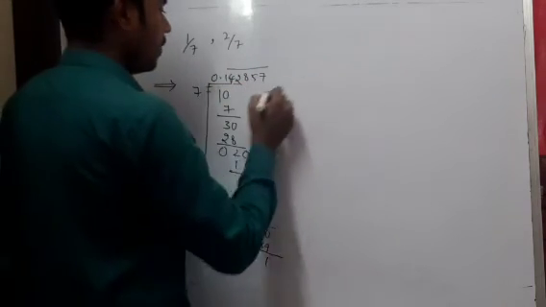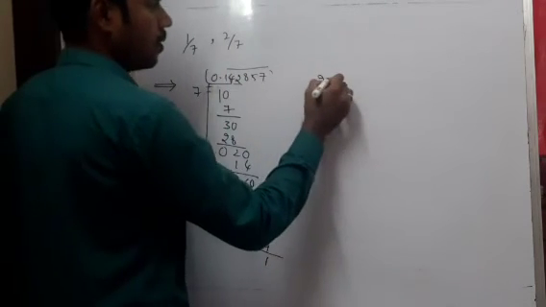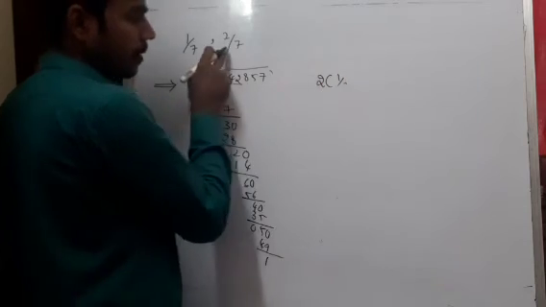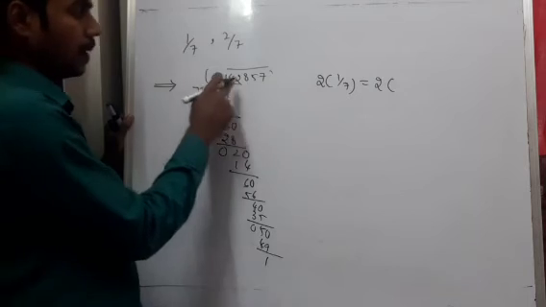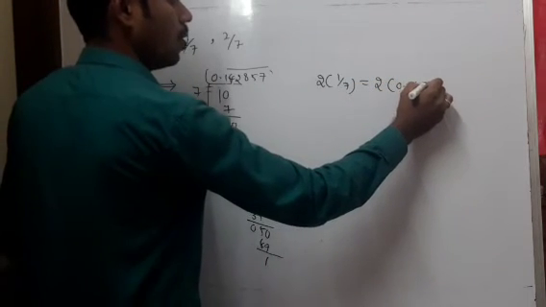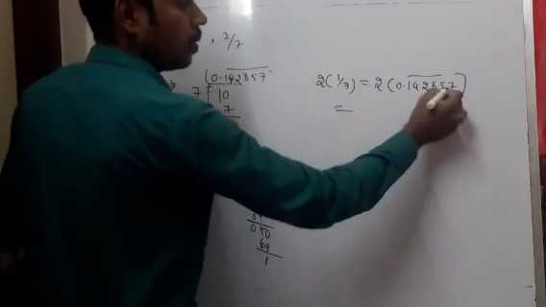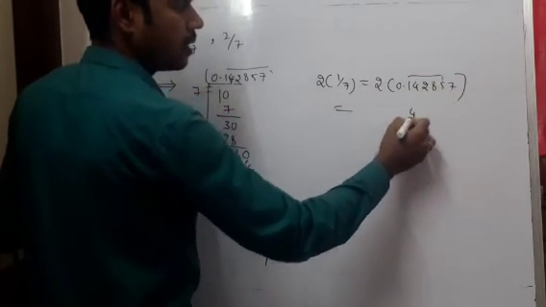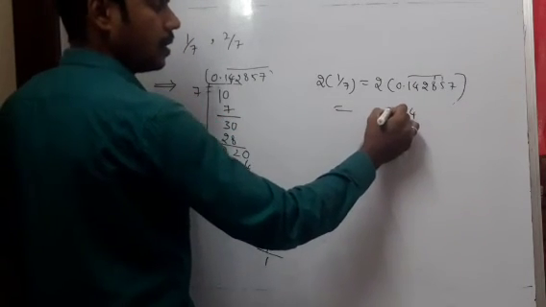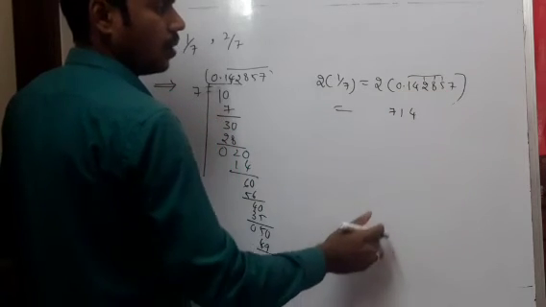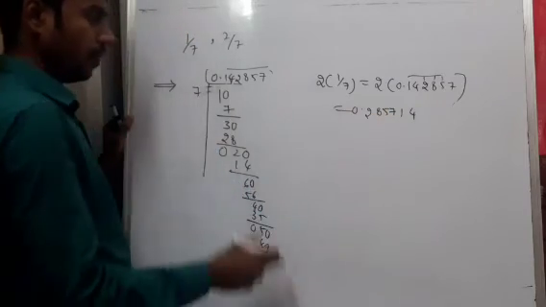So this is 0.142857 repeating. What about 2 by 7? 2 by 7 can be written as 2 into 1 by 7, so 2 into 0.142857. 2 7s are 14, carry 1; 2 5s are 10, 11, carry 1; 2 8s are 16 plus 1, 17, carry 1; 2 2s are 4 plus 1, 5; 2 4s are 8; 2 1s are 2.